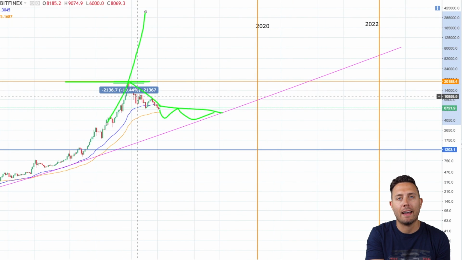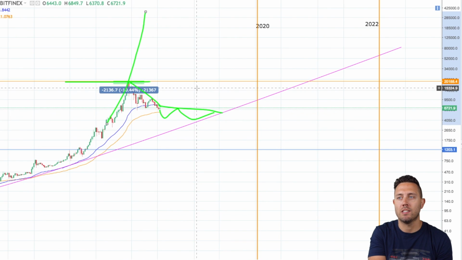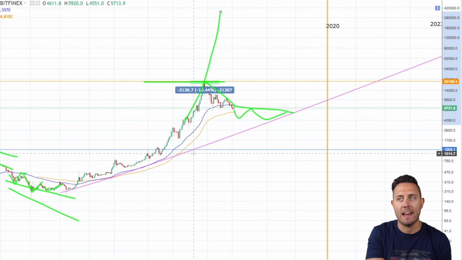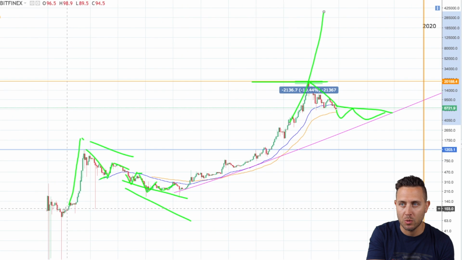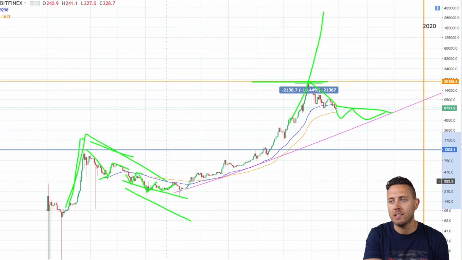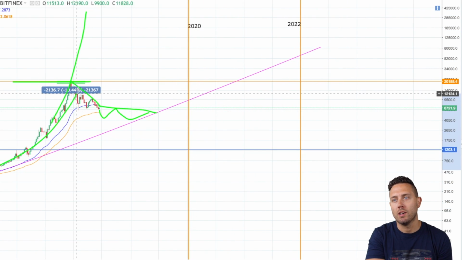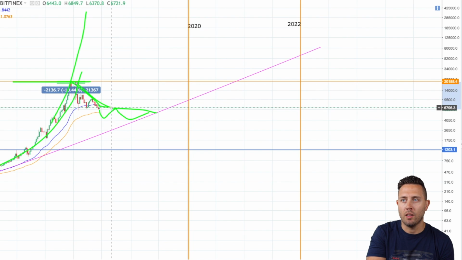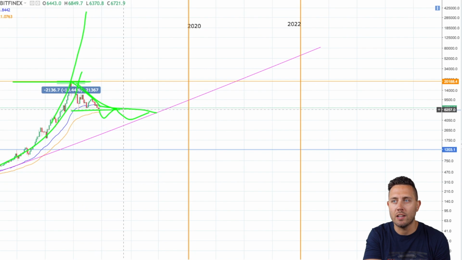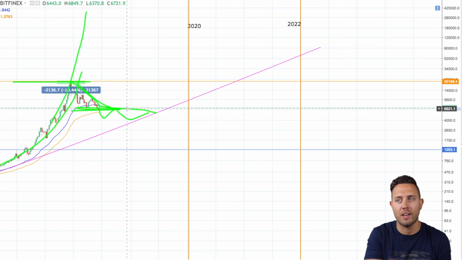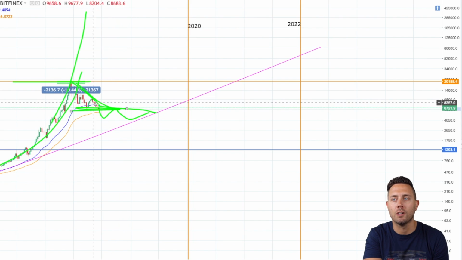It pulls back to these key moving average areas. It consolidates greatly after these huge moves, just like we did before. Consolidates, next move up, consolidates. So the question is, did it consolidate to here, and are we good to go for the next run up, or are we going longer?